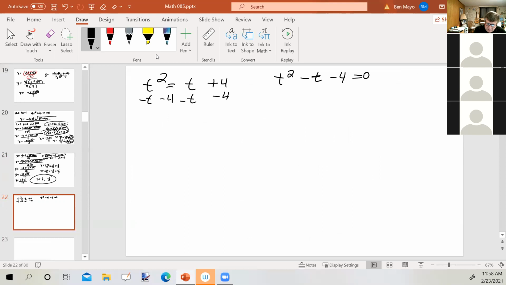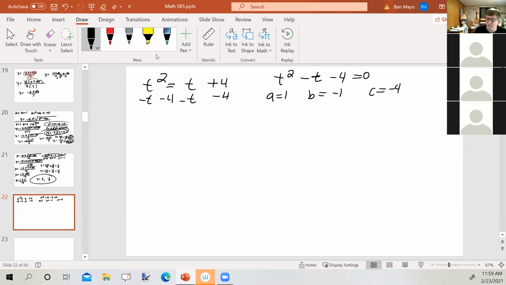Even though I could have just subtracted t squared from both sides to start with, I would have had a negative t squared on the right, which means a would have been negative 1. Since in the quadratic formula you divide by 2a, dividing by a negative is not as easy to deal with as when a is positive. So it's best to have your leading term positive, so put it on the side of the equation that makes that so. Okay, so now a is 1, b is negative 1, and c is negative 4.